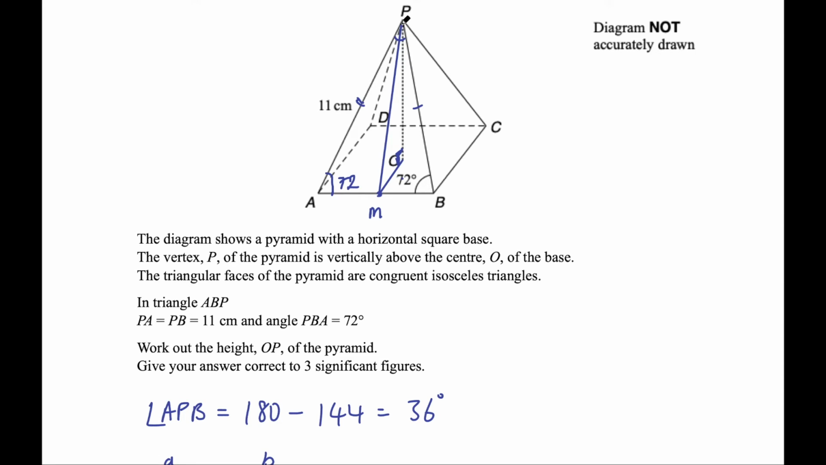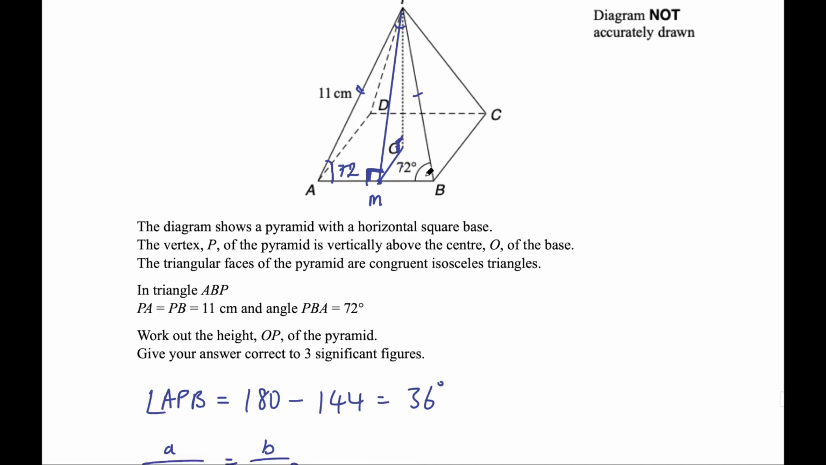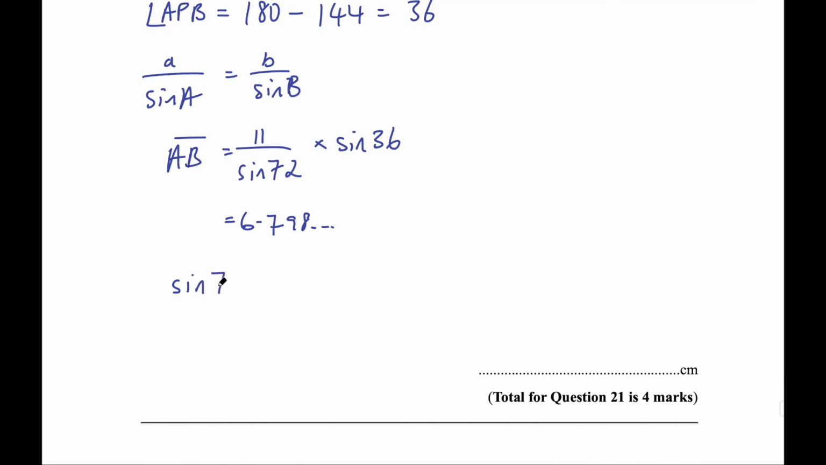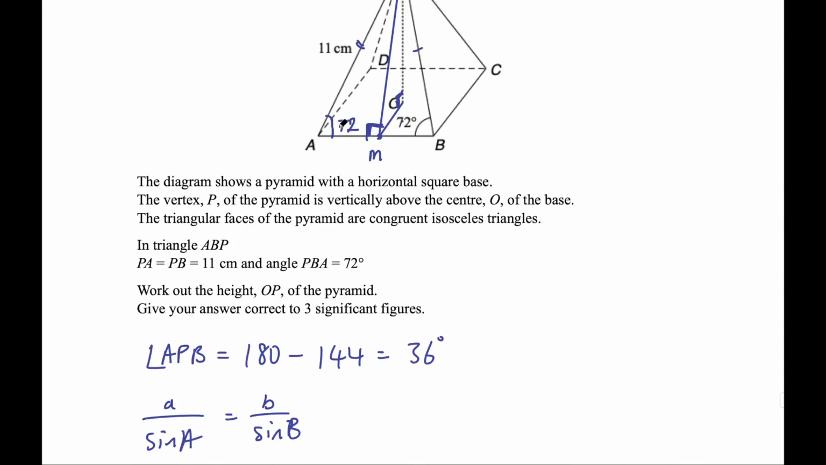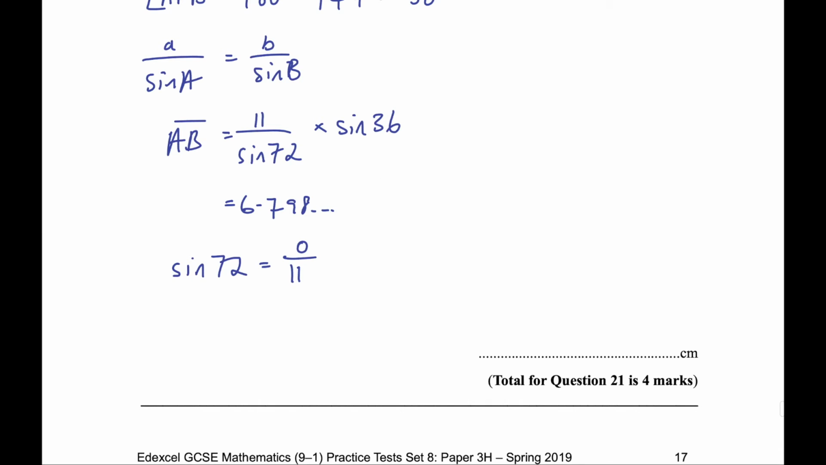Next I have to work out length PM, and then I can use Pythagoras' theorem to work out the height. So length PM is the next thing I want to work out. And for that, because this line is perpendicular to this edge, I can use the sine ratios. So looking at this right angle triangle, the sine of an angle is the opposite over the hypotenuse. So the opposite side is what I'm looking for, line PM. So the formula I'm going to use here is sine 72 equals the opposite over the hypotenuse, which is 11 in this particular triangle, and that opposite side, instead of saying O, I might say PM.